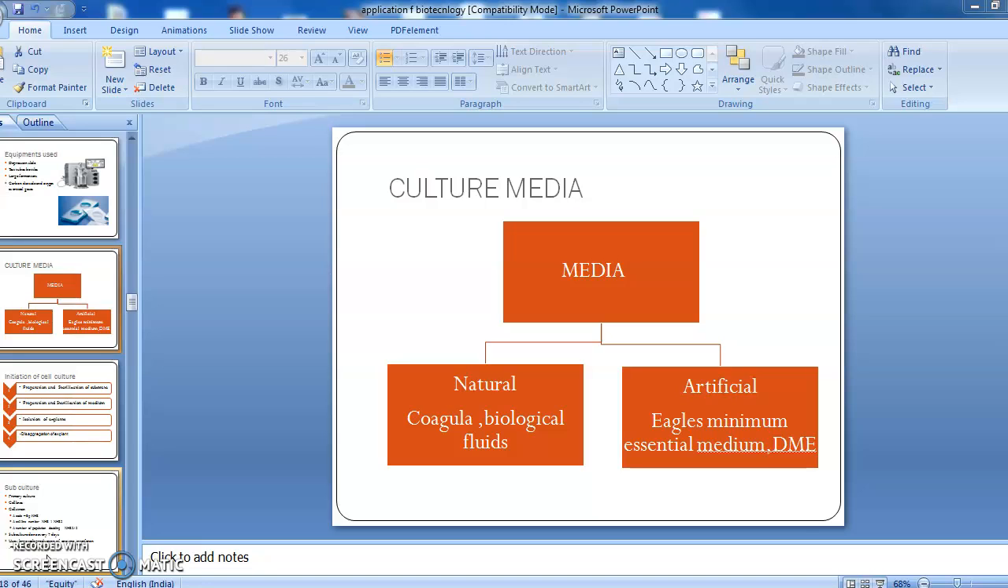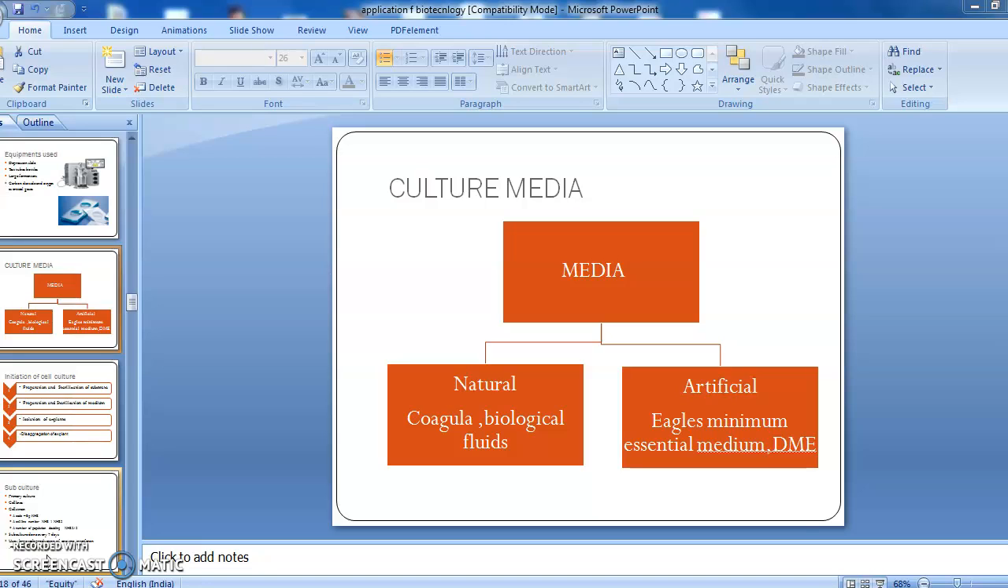Biological fluids like amniotic fluid, ascitic fluid, pleural fluid, serum, aqueous humor of eye, insect hemolymph, etc. Tissue extracts like chick embryo extracts, spleen, liver, bone marrow extracts, etc. They are used for organ culture.